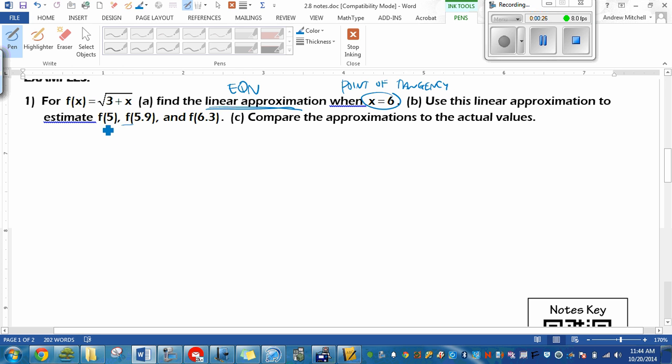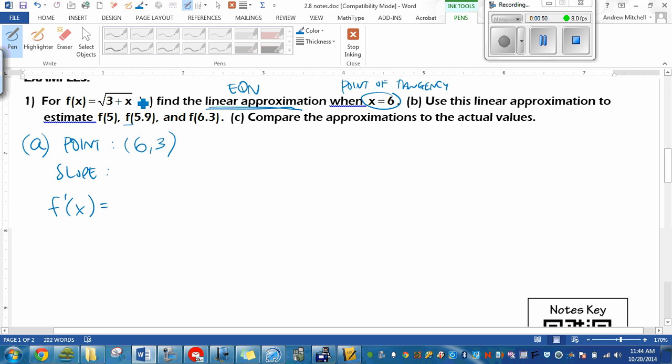Later on we'll estimate a few different values. But for part A, we need a point and a slope in order to write our equation. So we know we're using x equals 6. If we put 6 into this function, we get square root of 9, which is 3. To find our slope, we have to do the derivative of our function at 6.